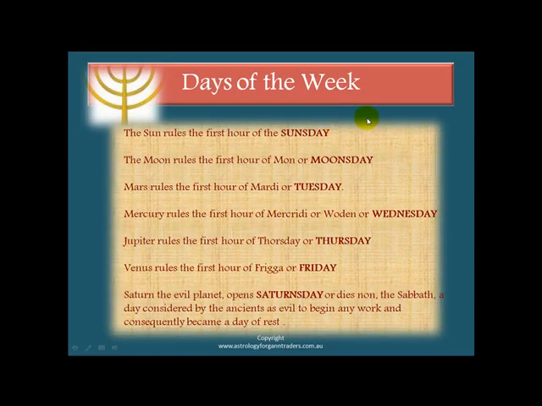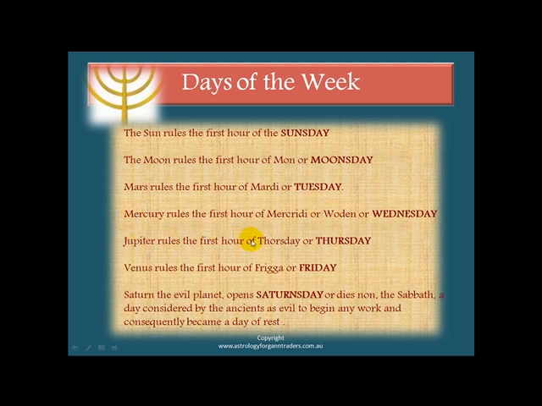Now, the days of the week also were named after planets, and we had planetary rulers for each day. So the sun rules the first hour of sun's day. So that's where we get Sunday. The moon rules the first hour of moon's day. So that's Monday. Mars rules the first hour of Mardi, or Tuesday. Mercury rules the first hour of Mercredi, or Woden, or Wednesday. And in Italian, we call it Mercoledì, which we can see the Mercury in there.